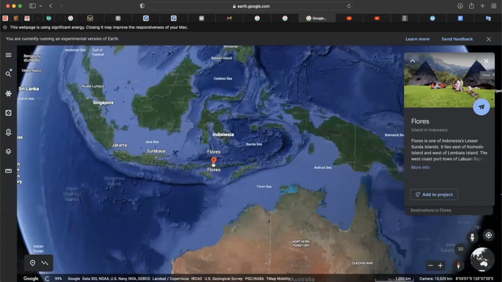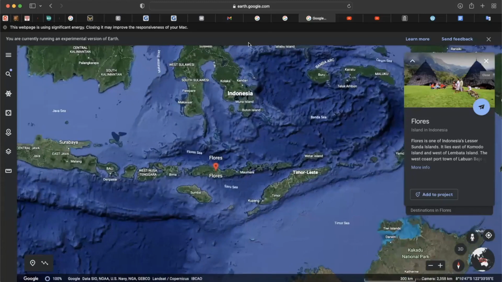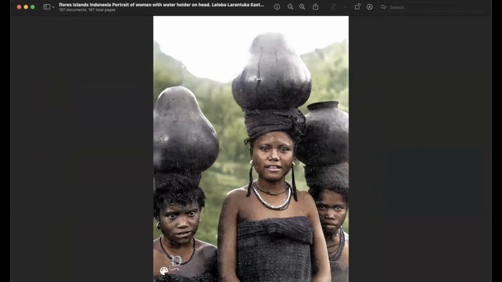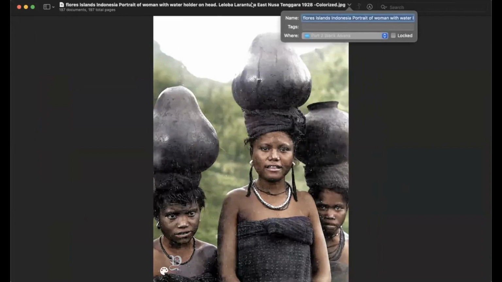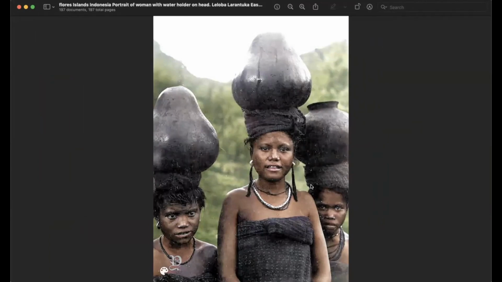Let's go to a picture of the Flores Islands people real quick. It says here, Flores Islands, Indonesia, portrait of a woman with water holder on head, Leloba Larantuka, East Nusa Tenggara, 1928. All right, so take a really good look here. As you guys can see, so-called Negro people, right? This is indigenous people of that island.